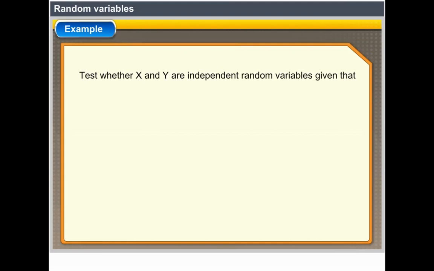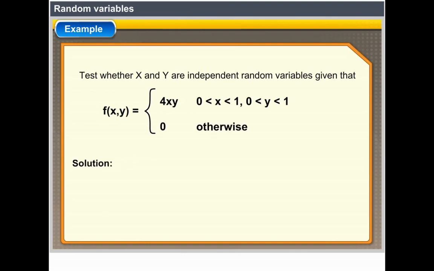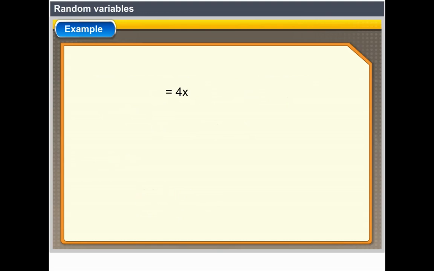Example: test whether x and y are independent random variables given that f(x, y) equals 4xy, where 0 < x < 1, 0 < y < 1, and 0 otherwise. Solution: g(x) equals the integral from 0 to 1 of 4xy dy, equal to 4x into y squared by 2, limit 0 to 1. We get this through the integration. After applying the limit, we get 2x. Therefore, g(x) equals 2x.